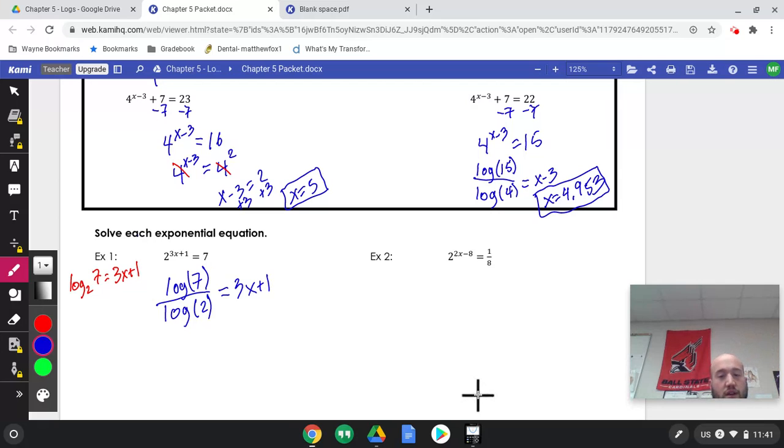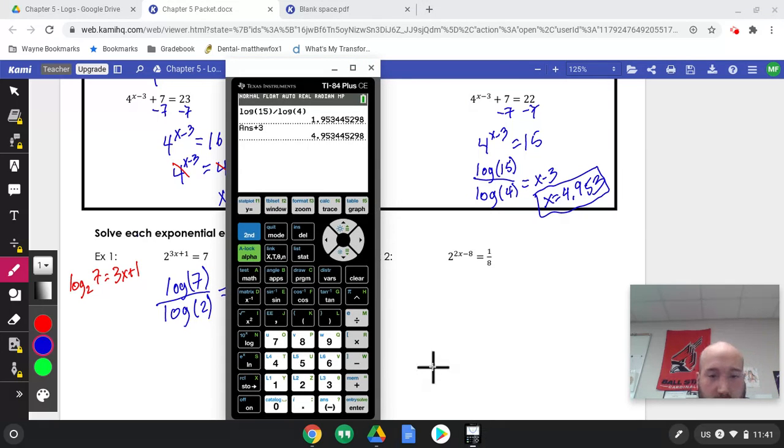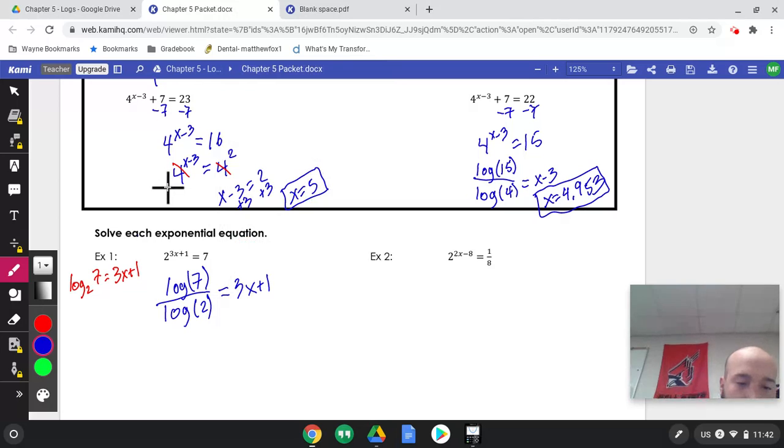Okay, so now I pull up my calculator and we do log of 7 divided by log of 3. Hit enter. I get 1.771. Oops, I made a mistake. It's not log of 3. It's log of 7 divided by log of 2. Sorry about that. Okay, and I get 2.807. Now, from here, so 2.807, that will equal 3x plus 1.